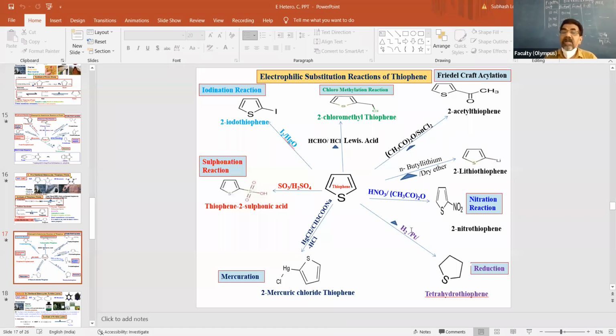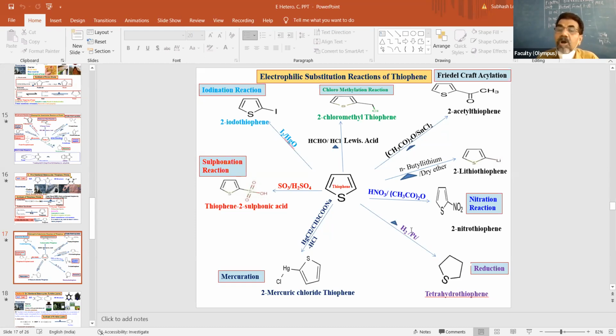Then another unique type of reaction, that is called the mercuration and demercuration reaction. So it means thiophene is treated with mercuric chloride in presence of sodium acetate to obtain 2-mercuric chloride thiophene, thiophene HgCl. So these are the only 2 reactions which are different between pyrrole and thiophene. That is 2-mercuric chloride thiophene, and here we are obtaining 2-chloromethyl.